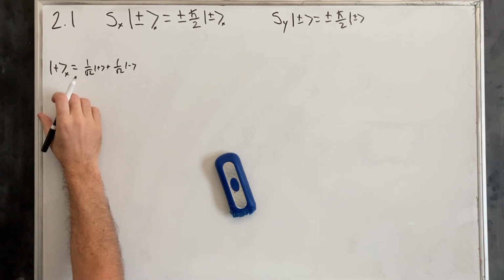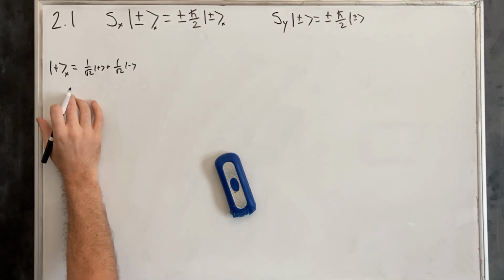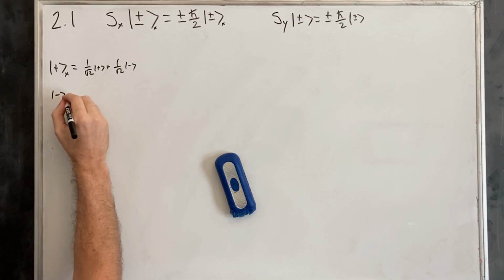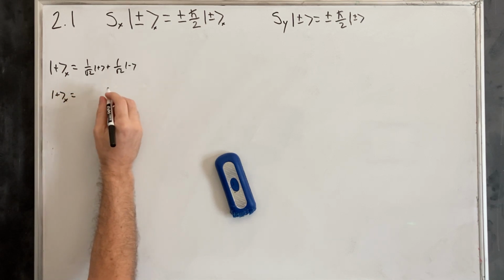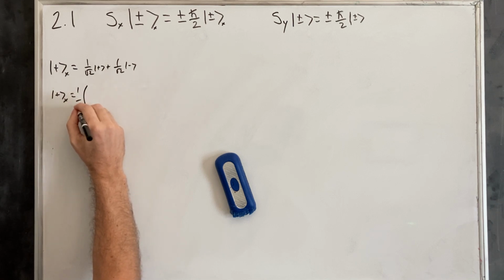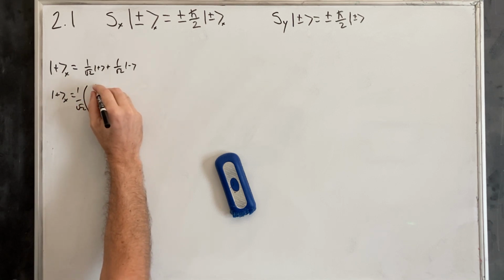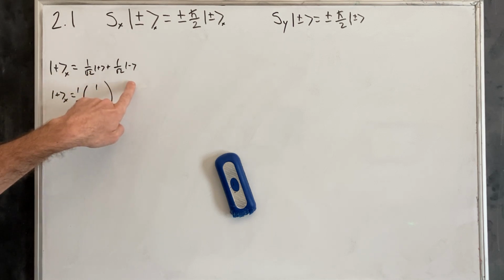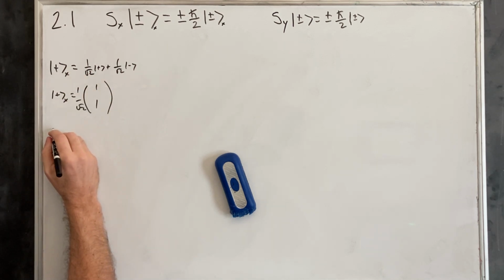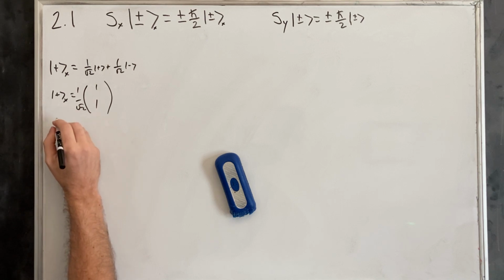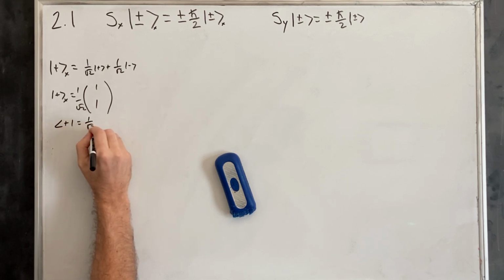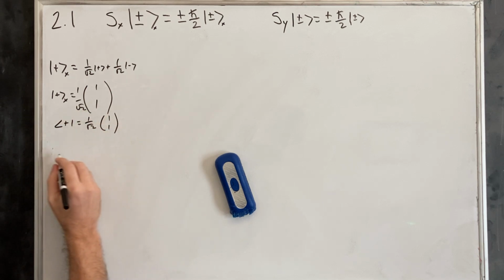So this here, our up is going to be 1 over root 2, 1, 1. Right? 1 over root 2 for up, 1 over root 2 for down. The bra is going to be the same. If we want to write that out, we can. So we'll have it here, 1 over root 2, 1, 1.